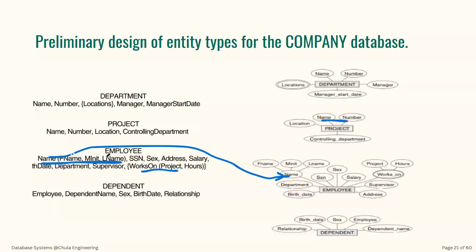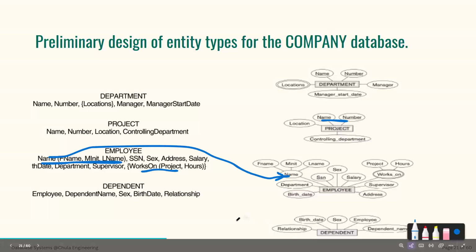So employee, you have name, you have social security number, you have sex, you have address, salary, department, supervisor, birth date. Oh, I missed something. And you have this works on. So works on is also a composite. For works on, you have project and hours. However, works on also has a double line. It means that it is what? When you have a double line, it is multi-valued, right? So works on can be many, many times. Finally, for dependent, we said that dependent has employee, dependent name, sex, birth date, and relationship.